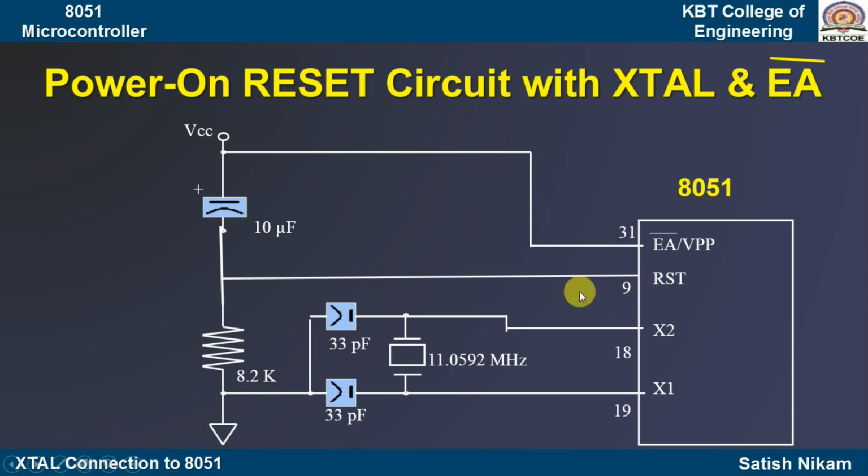Pin number 9 is connected to power on reset circuit. By using this capacitor and by using this resistor, I can prepare the power on reset circuit. Pin number 18 and 19 are used as a heart of my system. So I have to connect here the crystal oscillator by using these two capacitors, and it is get connected to ground, and pin number 20 is connected to ground, pin number 40 is connected to VCC. This is the minimum requirement of your 8051 to be get work.